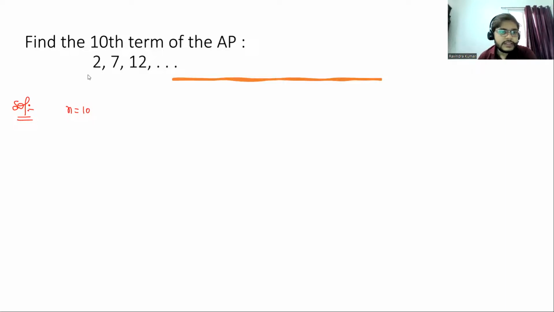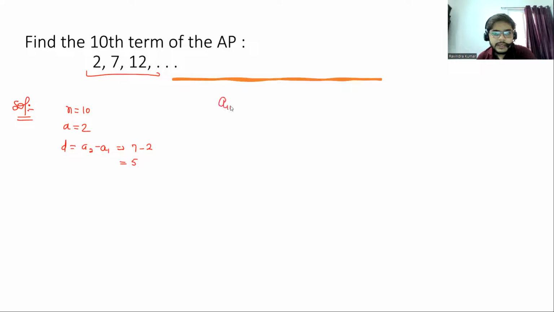Now come to the next one. Can you tell me what is the first term here? You can say, sir, it is simple. It is 2. Can you tell me what is the common difference here? So yes, common difference d is equal to a2 minus a1, that is 7 minus 2, which is equal to 5. Got it? So now we have to find the 10th term.